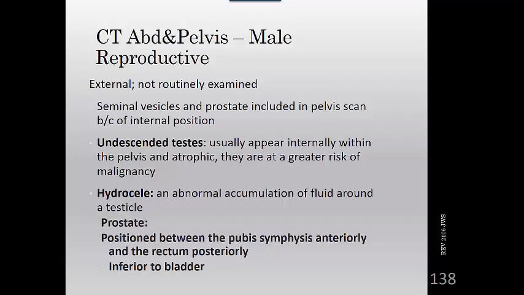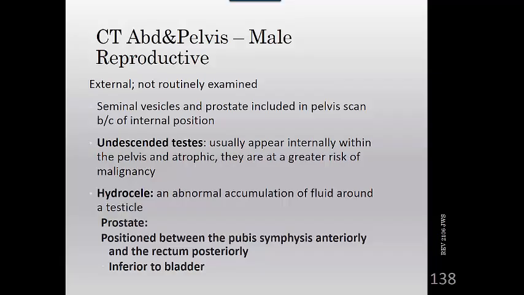Undescended testes can sometimes appear internally within the pelvis, and they'll look atrophic. They're at a greater risk of malignancy as well. Then hydrocele or abnormal accumulation of fluid around the testicle. Sometimes those can get really, really big, and if you're scanning through and a patient doesn't know they have that, then you might want to go ahead and add some more scans and just scan through that hydrocele just to demonstrate it all.